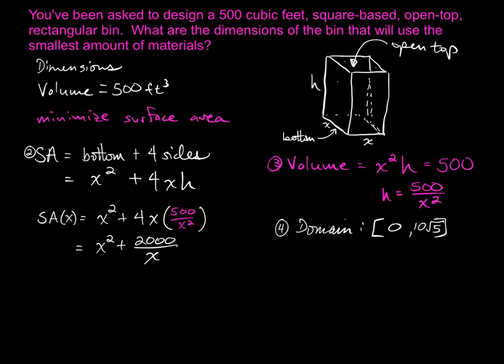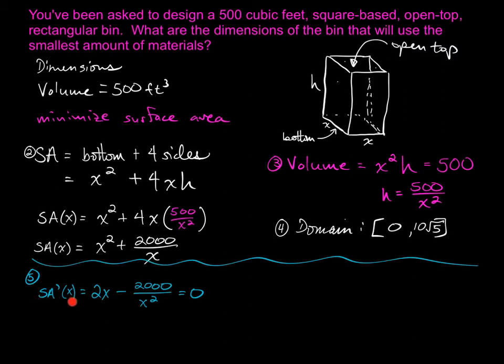Let's do the calculus part. The calculus here is to take the derivative of the surface area function in terms of x. And when you do that, you get that the derivative of the surface area function is 2x minus 2,000 over x squared equals 0. So right away, I can see that there is a critical value at x equals 0, and that's because that would make the first derivative undefined. So there's a critical value at x equals 0, and that comes from the denominator there.